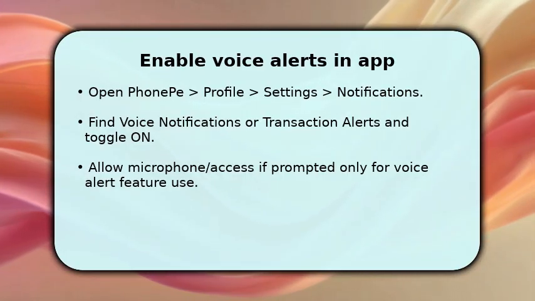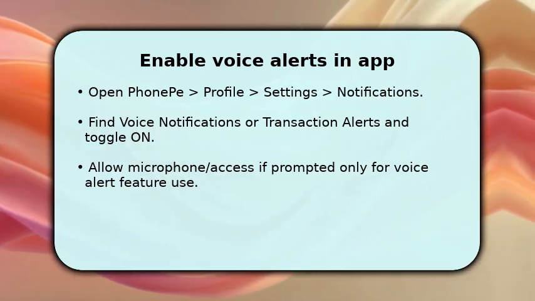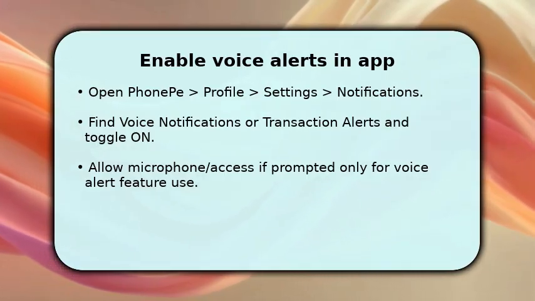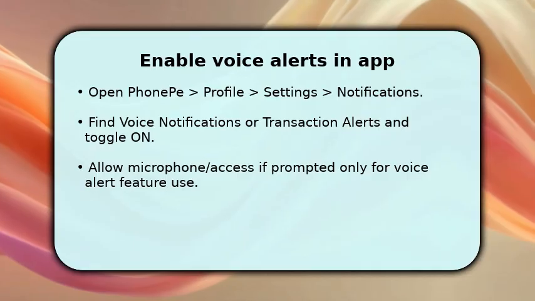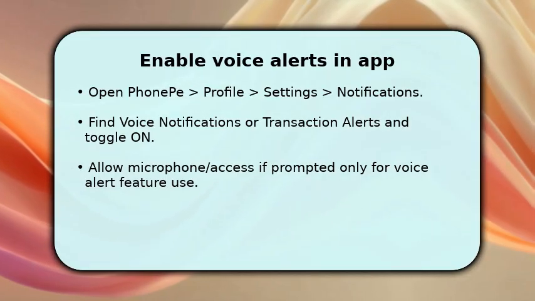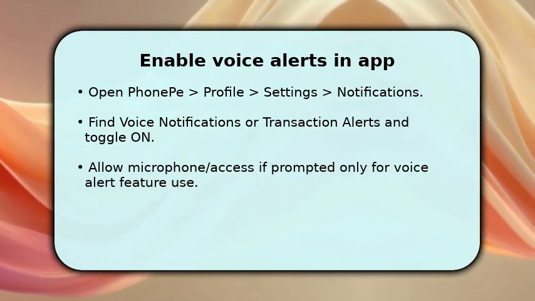Tap your profile, choose Settings, then Notifications. Locate the voice notifications or transaction alerts option and toggle it on so the app will speak important updates. If the app requests additional permissions like microphone or accessibility to deliver spoken notifications, grant them cautiously. These let PhonePe synthesize and route audio.